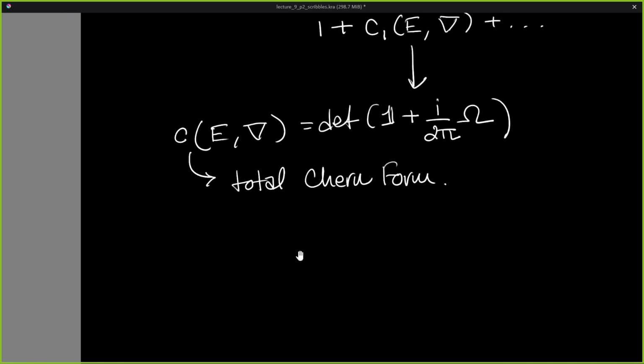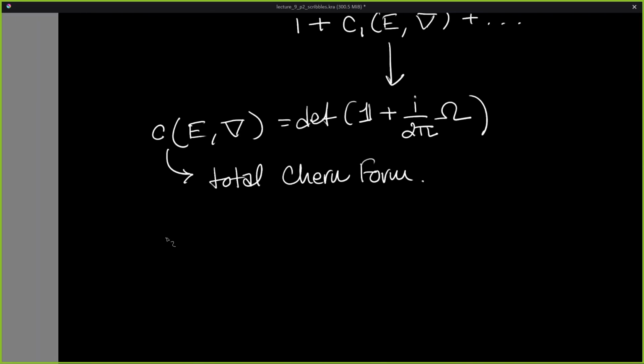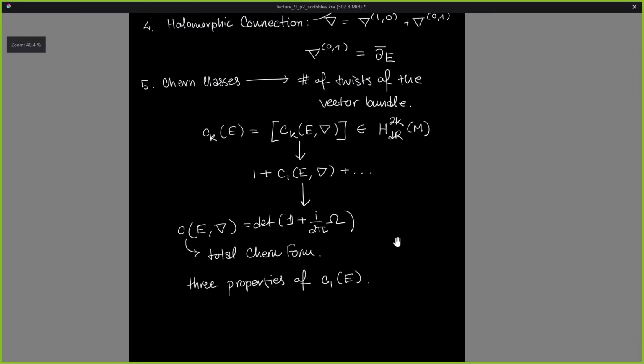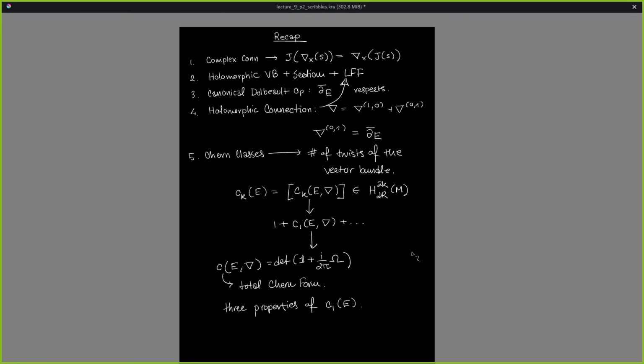And then we looked at three properties. I'm not going to list them again. We just went through them. Three properties of C1 of E. And that'll do it. So that is it for lecture 9.